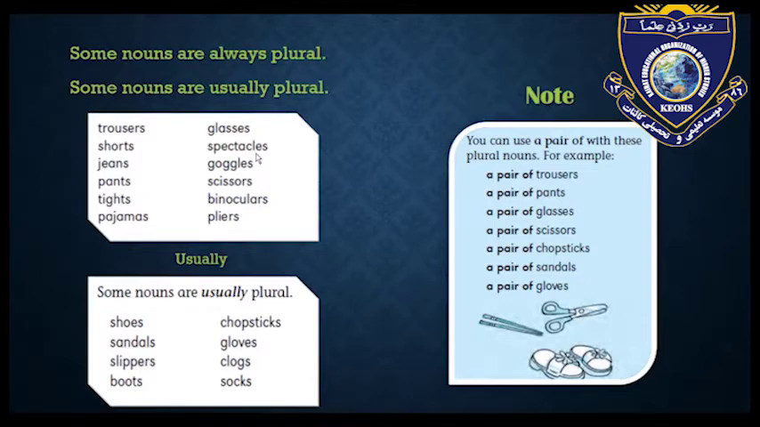Now look here. When you're going to the mall, you can say, "Hey sir, would you mind giving me a pair of trousers?" You can't say, "Would you mind giving me a trousers, or a pants, a glasses, a scissors, chopsticks, sandals, gloves?" You have to say, "Hey sir, would you mind giving me a pair of trousers, or 2 pairs of trousers, or 3 pairs of trousers?" You have to use "a pair of" with these words. Okay guys, if you have any questions or suggestions, you can contact me.